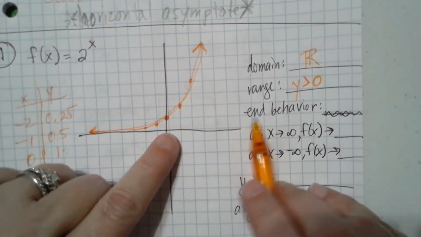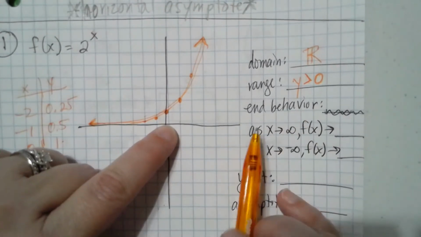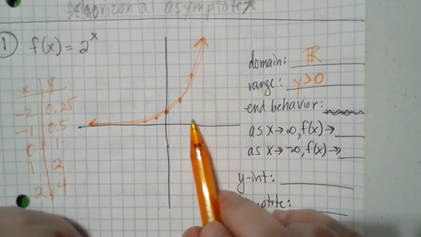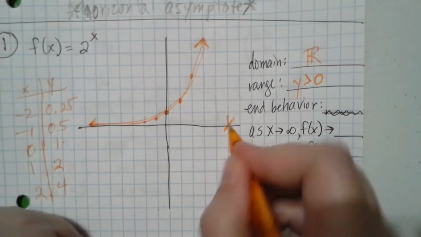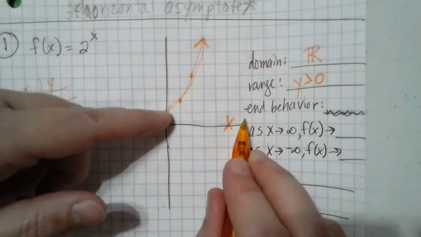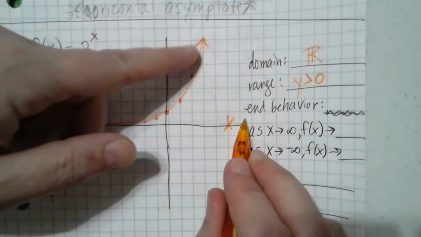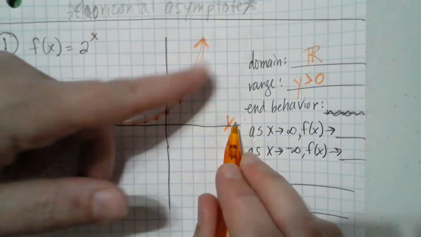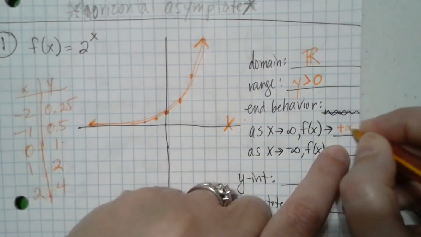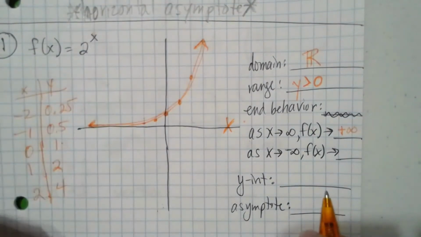All right, end behavior, we haven't talked about this in a while. As x approaches positive infinity, as our x gets bigger and bigger this way, what happens to our function? What's happening to this function line? It's going to go up forever and ever, which is what value? Positive infinity. Up, up, up.